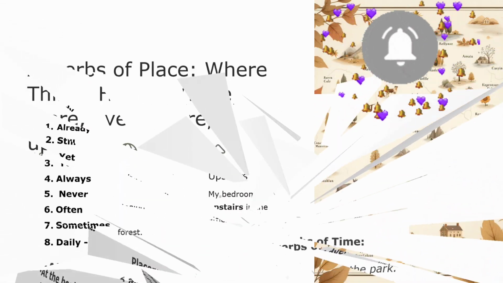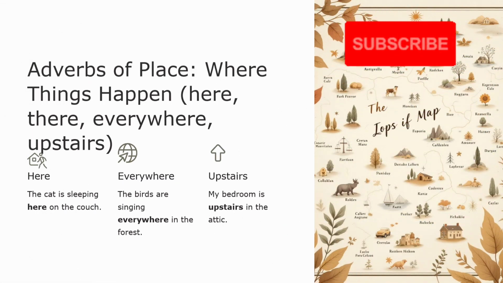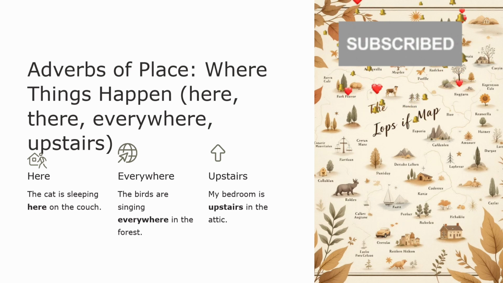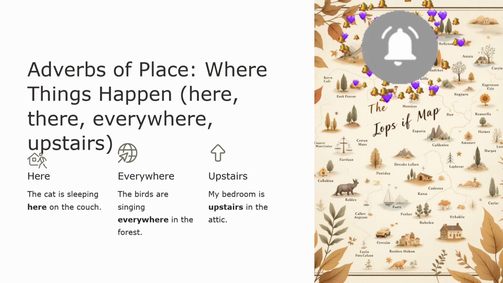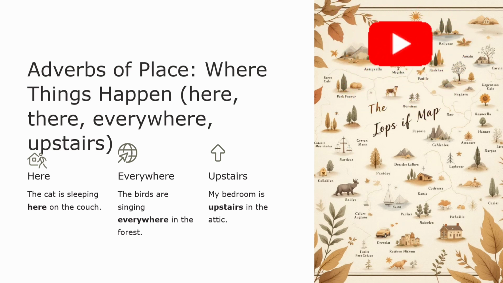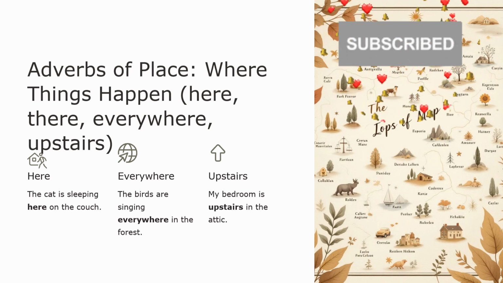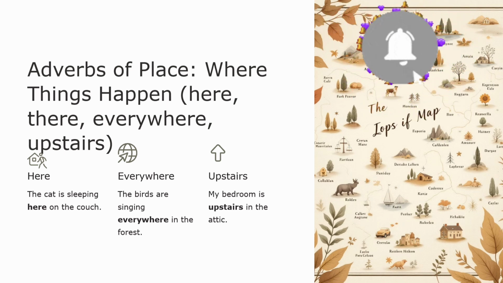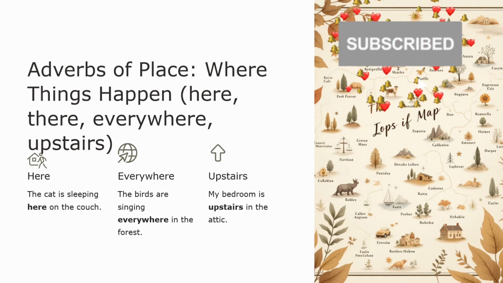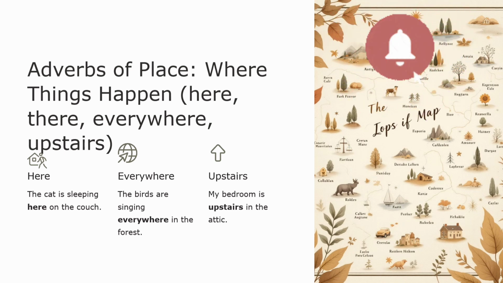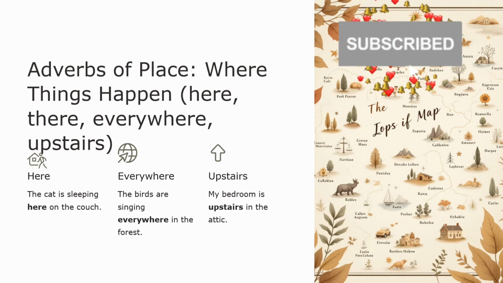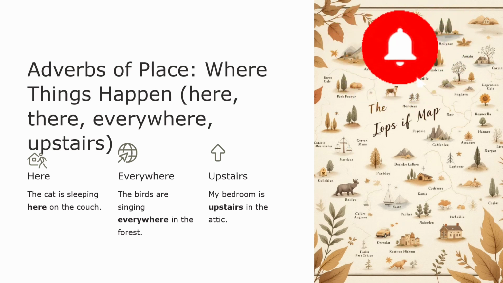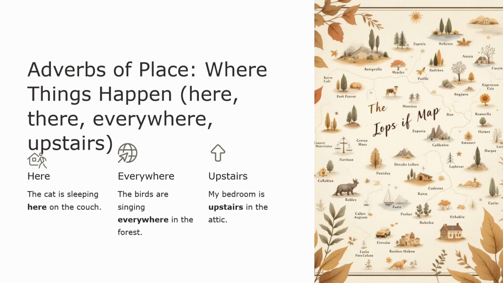Now come to the next family of adverbs. Adverbs of place, where things happen: here, there, everywhere, upstairs. Here: the cat is sleeping here on the couch. Everywhere: the birds are singing everywhere in the forest. Upstairs: my bedroom is upstairs in the attic.